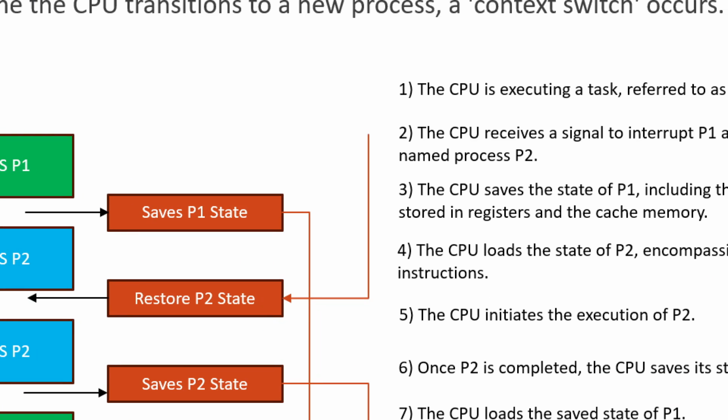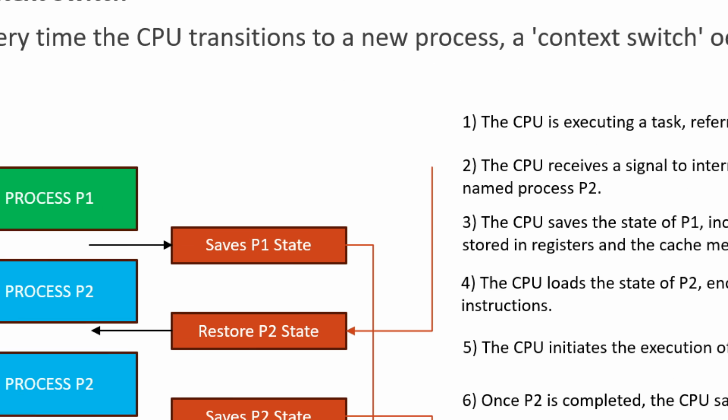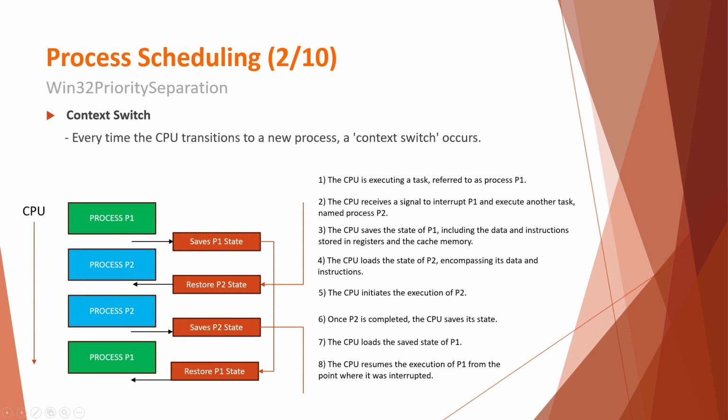So when we finished, we temporarily stopped working on the first process. When we finished with process 2, we came again to process 1 to continue the job and finish the execution of the process. So this is how context switches work.